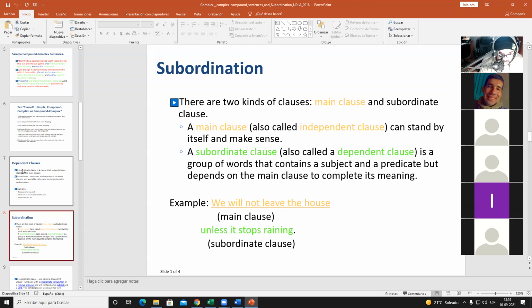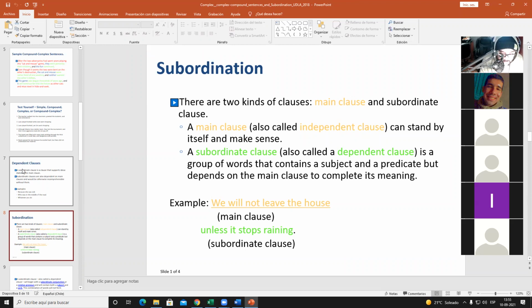So both examples. We will not leave the house unless it stops raining. And as you can see, the first example is the main or independent clause, right? We will not leave the house, where the context is sufficient for us to realize the action related to that clause. And in the second one, unless it stops raining, it is also quite clear that we don't have enough context, therefore we need more information.